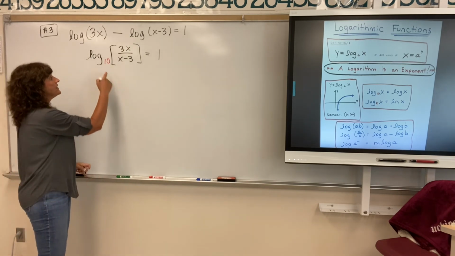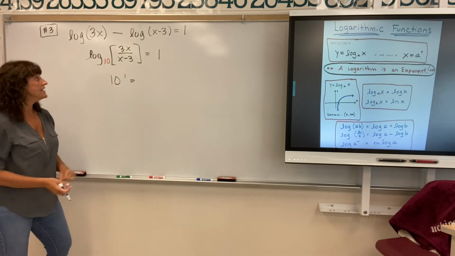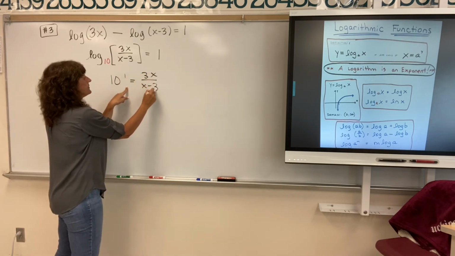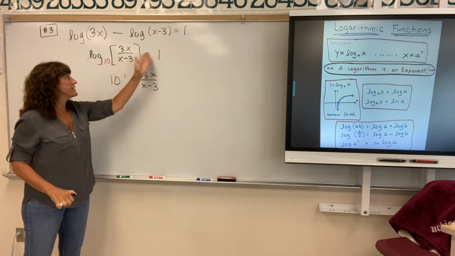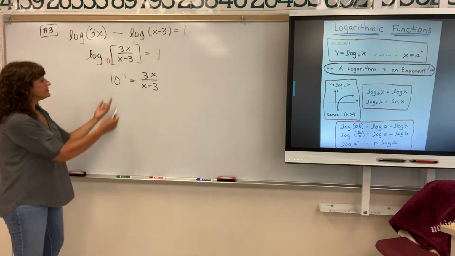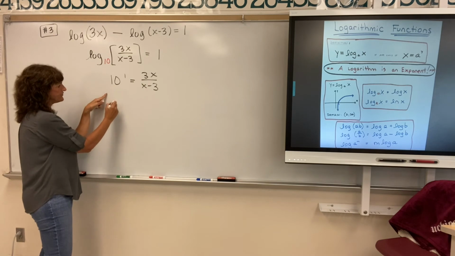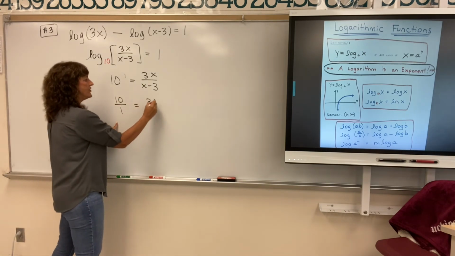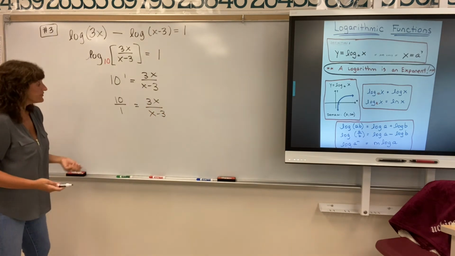A logarithm is an exponent. This is the exponent, and it goes on that base. We have 10 to the first power equals 3x over x minus 3. All right, and then solve. So I can set this up as a proportion. The left-hand side, maybe take this and put 10 over 1. The right-hand side, 3x over x minus 3. And then we can cross multiply.